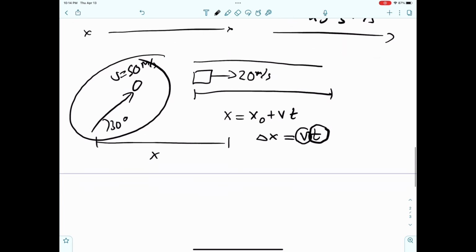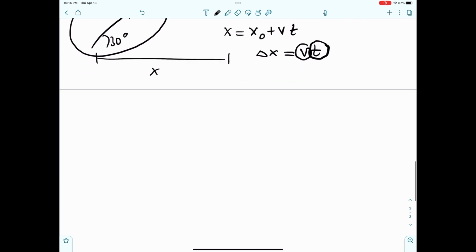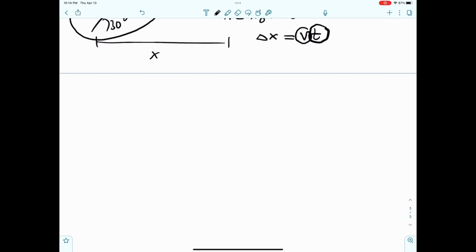Now, remember how we learned that gravity is only affecting the vertical direction. So if there wasn't any gravity, the ball would just continue up and away into space to another planet.